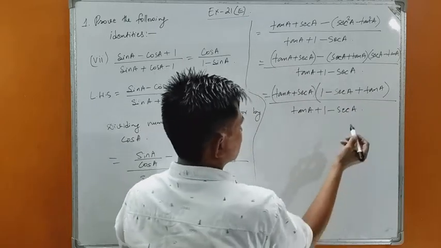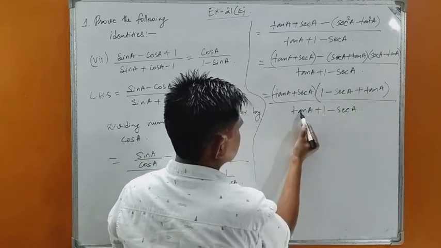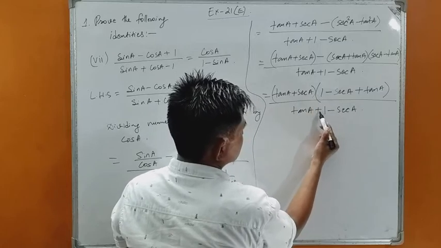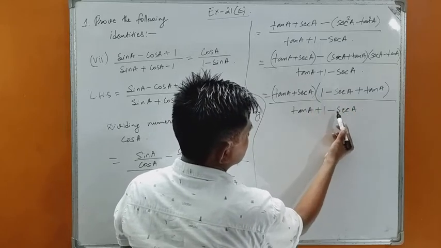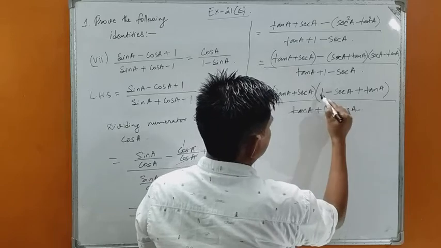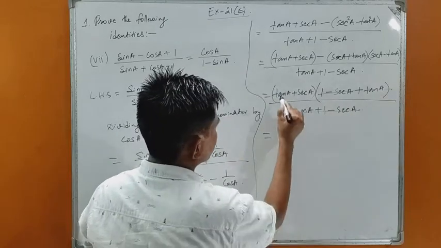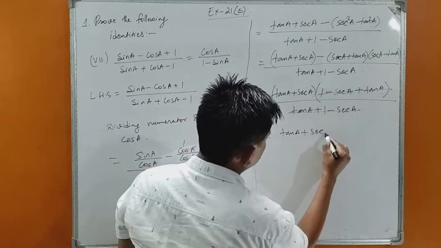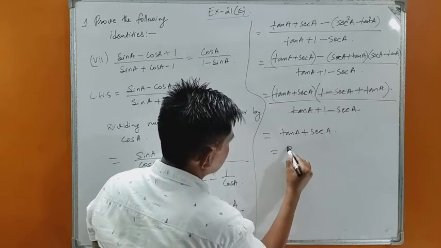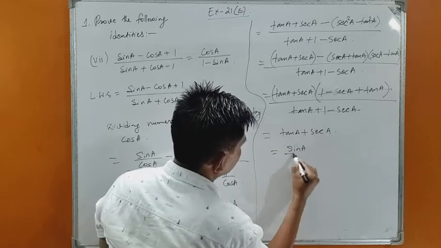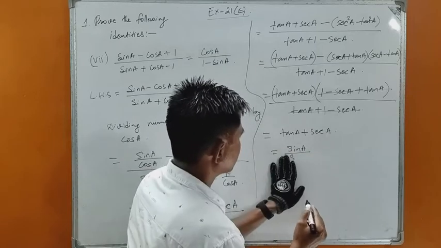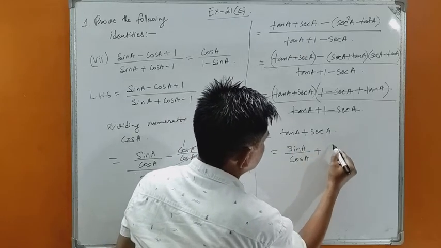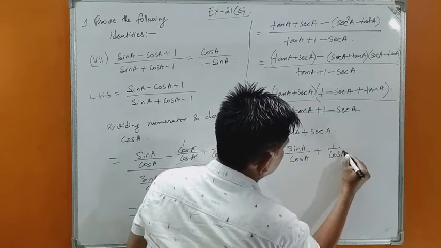Now you can see this tan A is plus, this tan A is plus, this one is plus and this one is plus, this sec A is minus and this sec A is minus. Same terms, so you can cancel these two. We have tan A plus sec A left now, isn't it? Tan A can be written as sin A by cos A, plus sec A is 1 by cos A, isn't it?